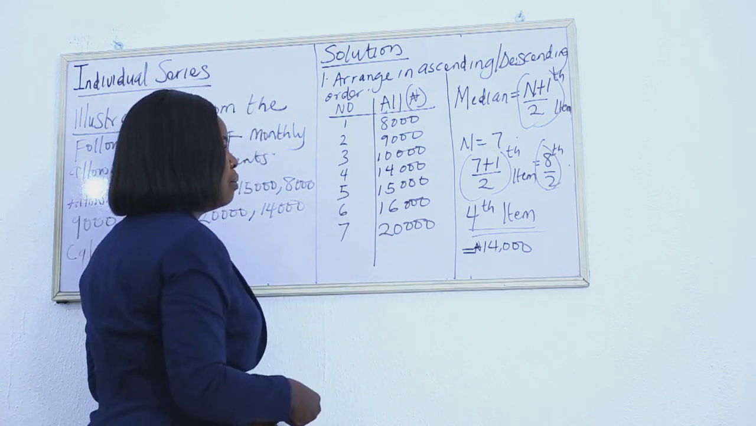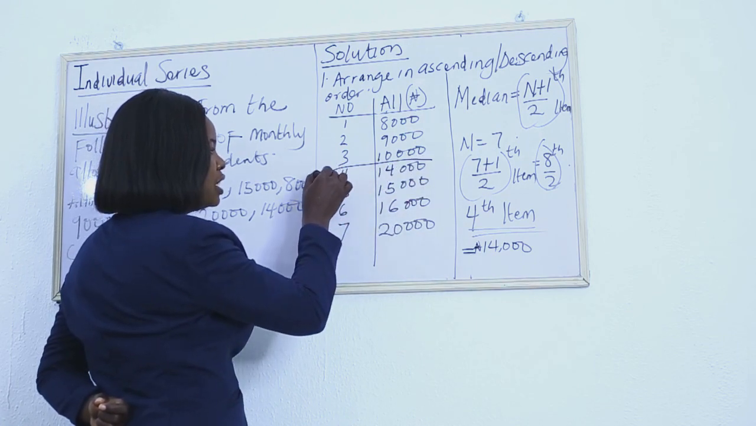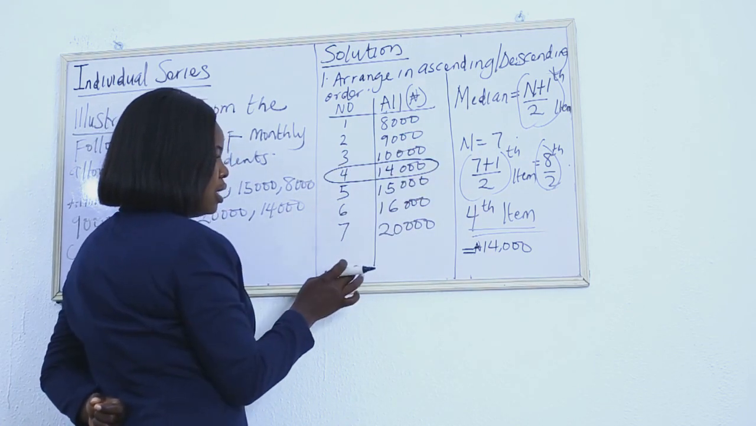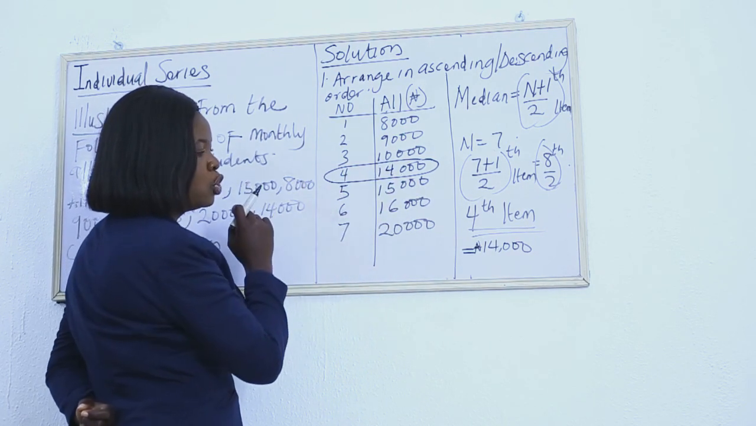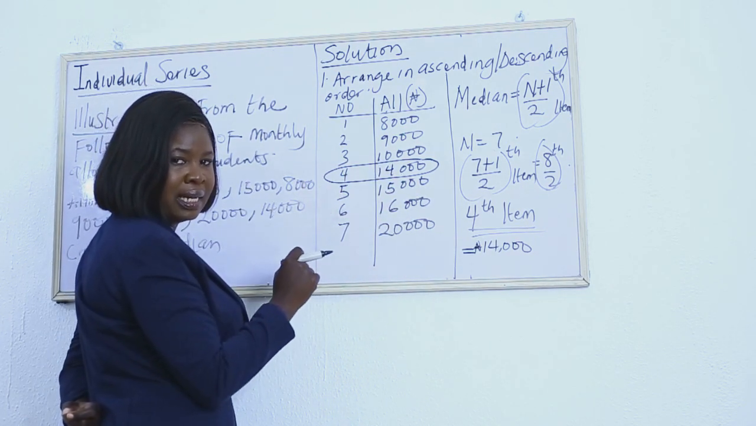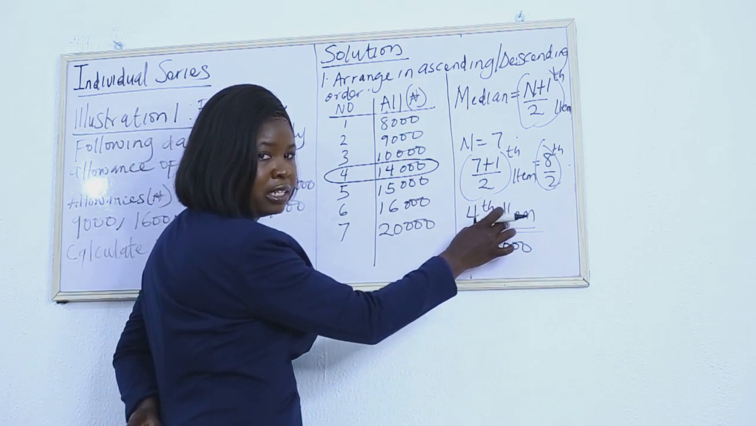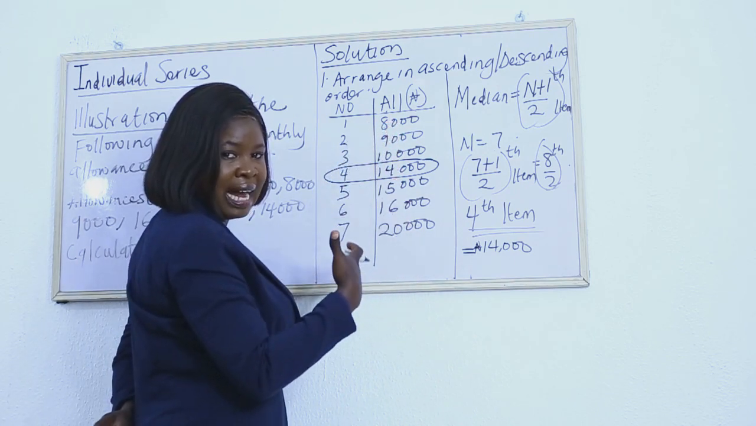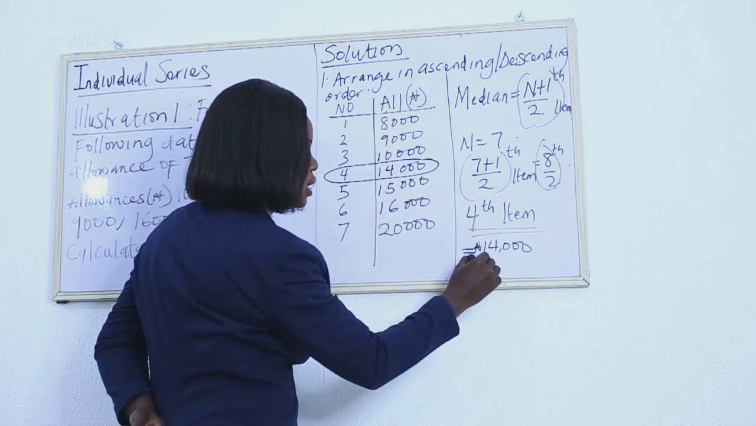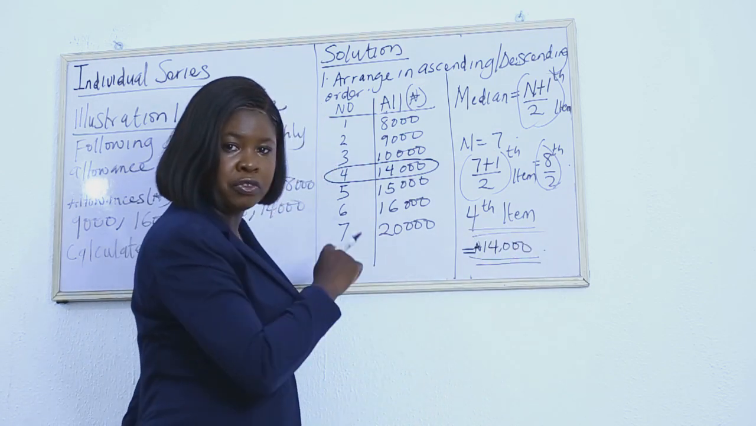So the fourth item, I come here and count 1, 2, 3, 4. The fourth item is 14,000. If I count from the bottom part, 1, 2, 3, 4. So it means our median is what? 14,000, because it is the fourth item in the arranged order, either ascending or descending. So our median is 14,000. We move to the next one.